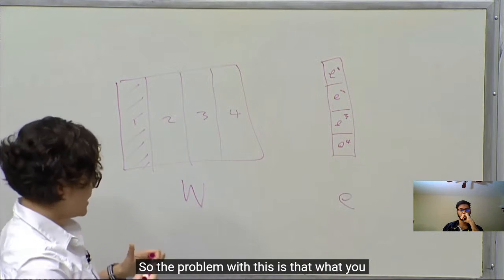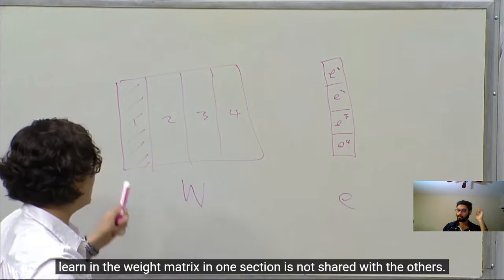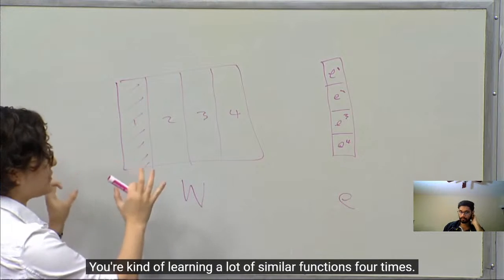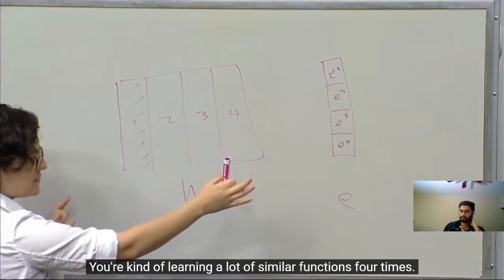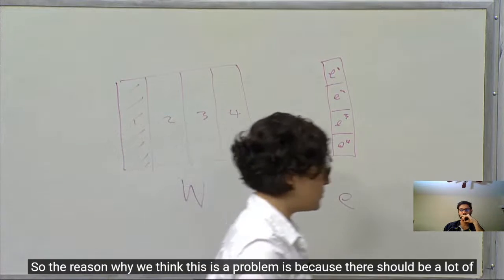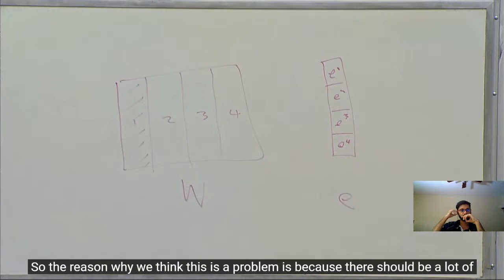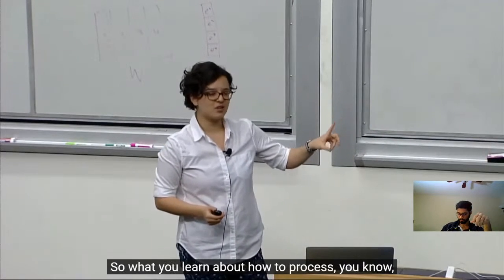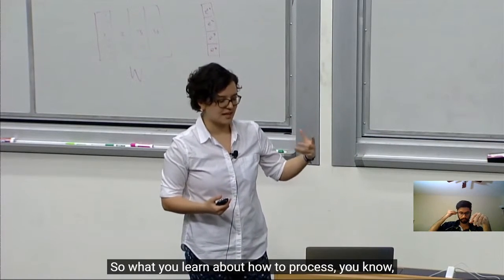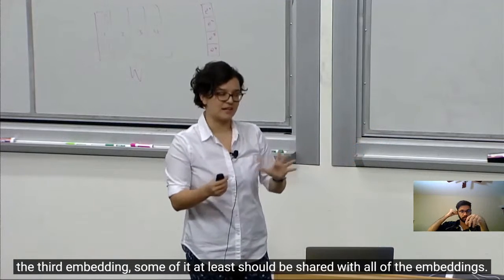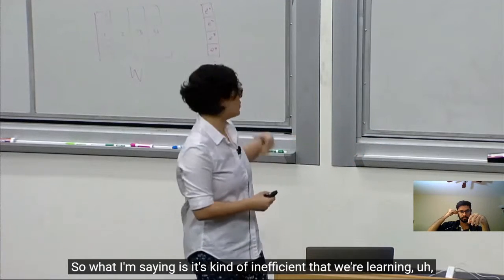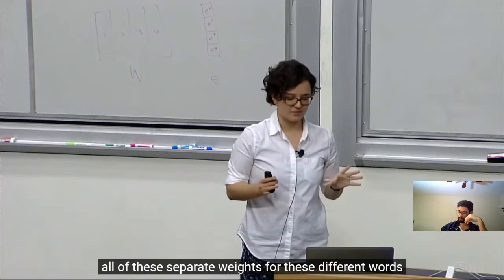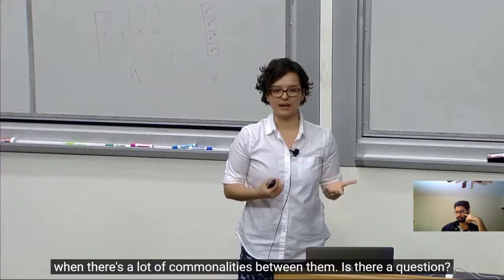The problem with this is that what you learn in the weight matrix in one section is not shared with the others. You're learning a lot of similar functions 4 times. We think this is a problem because there should be a lot of commonalities in how you process the incoming word embeddings. What you learn about how to process the third embedding, some of it at least should be shared with all of the embeddings. So it's inefficient that we're learning all of these separate weights for these different words when there's a lot of commonalities between them.